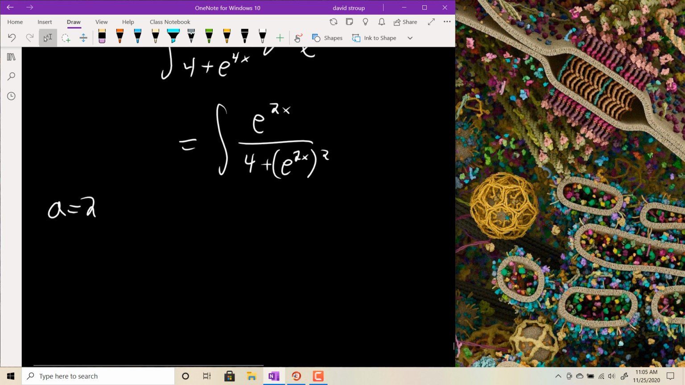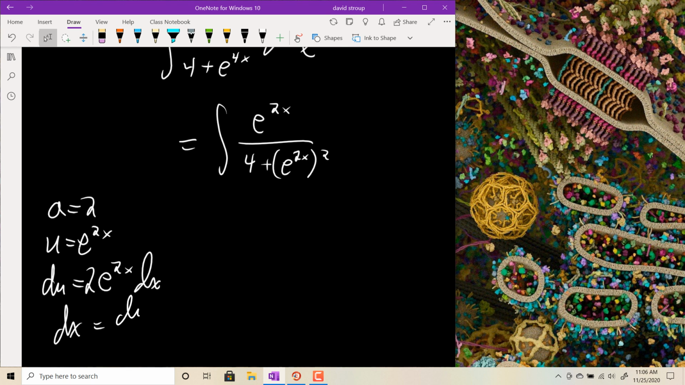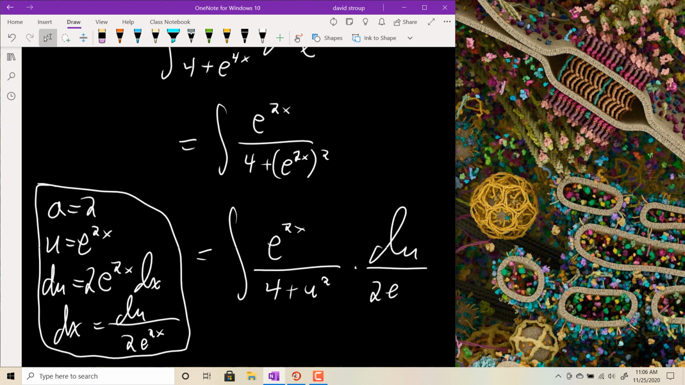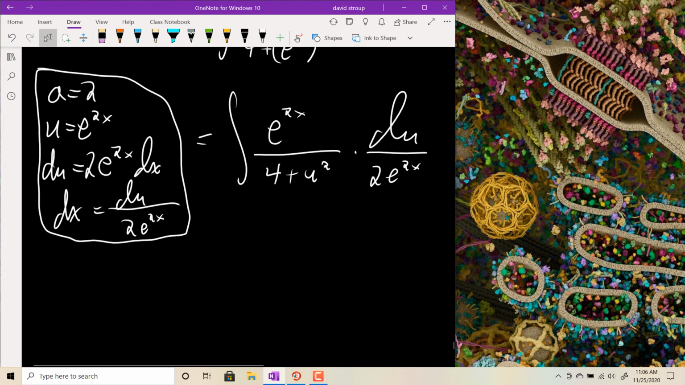a will be 2, u equals e to the 2x, and then the differential of e to the 2x is e to the 2x times the derivative of 2x, which is 2 dx. And then dx will be du all over 2e to the 2x. So I get the integral of e to the 2x all over 4 plus u squared times du all over 2e to the 2x. And those e to the 2x's are gone now.